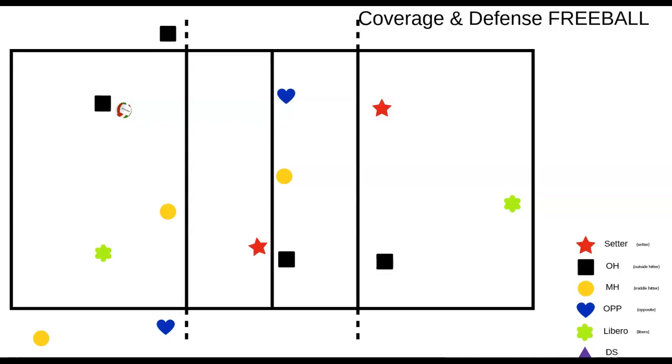Okay, now we're going to talk about free ball coverage, okay? So when you look at this, we are set up for defense, right? Our setter's ready to set. Our hitters are ready to hit. Our left side gets the ball, and she's going to free ball it over. I want you to watch what that looks like.